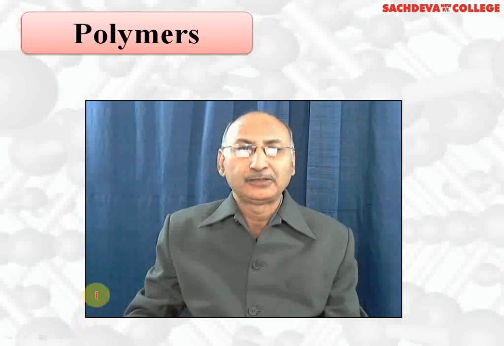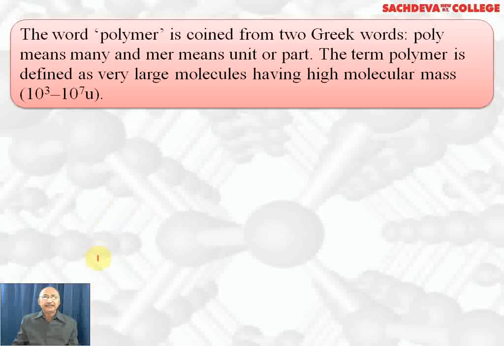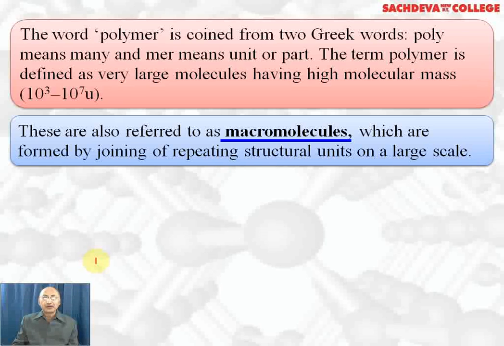Let's start with polymers. The word polymer means many: poly means many, mer means unit or part or molecules. So the term polymer is defined as very large molecules having high molecular weight of the order of 10 to the power 3 to 10 to the power 7 u. U means unified mass. This also refers to macromolecules which are formed by joining repeating structural units on a large scale. For example, chlorophyll and hemoglobin are macromolecules.